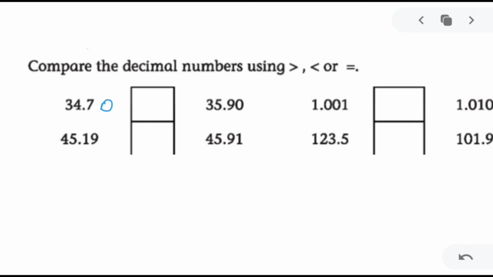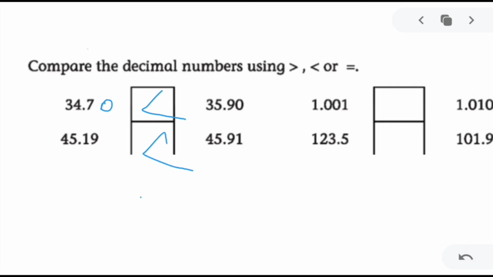Okay, now when we compare, first compare the whole number part, 34 and 35. Which one is the greater? The greater is 35. Okay, next, 45.19 and 45.91, so the whole number is 45, same. Next, look at the decimal part. For 19, first look at the tenth place, 1. Here the tenth place is 9. So which is the greater? Yes, 9 is the greater.